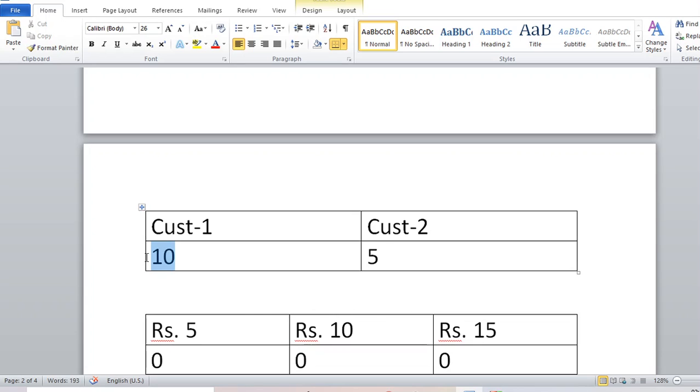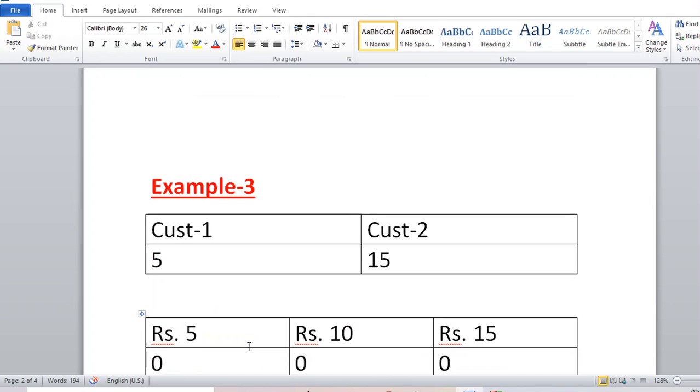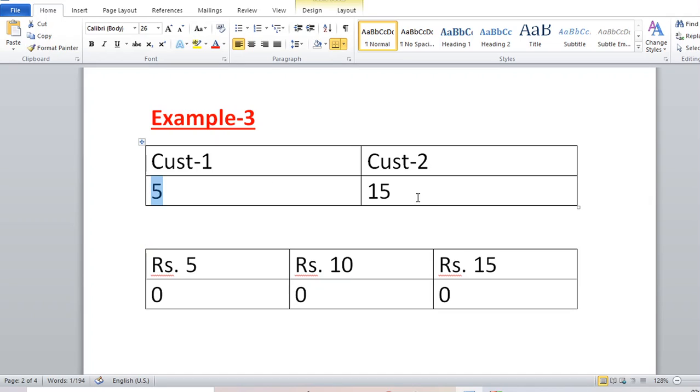In the second example, there are again two customers. Customer 1 has a 10 rupees coin. When he gives this to the chef, the number of rupees 10 coins will be increased by 1, but he needs at least one 5 rupees coin to give change. But he does not have enough, so it will not be possible to sell ice cream to these customers, so the answer will be no.